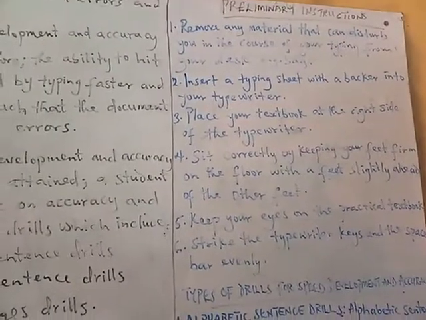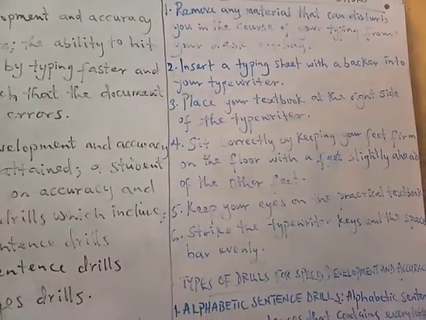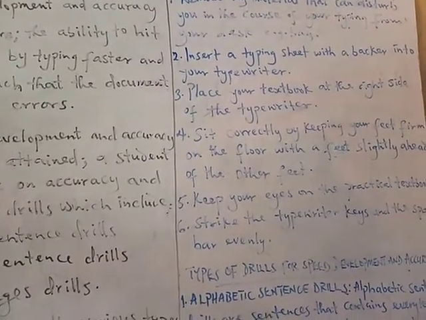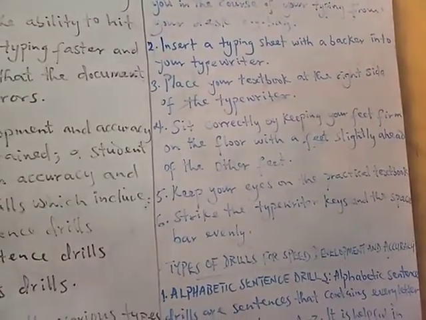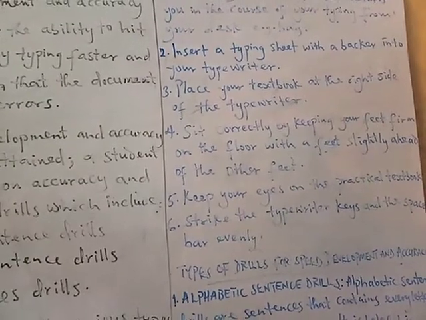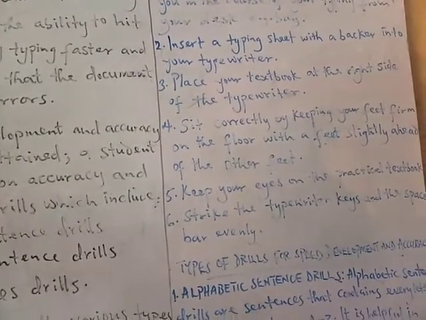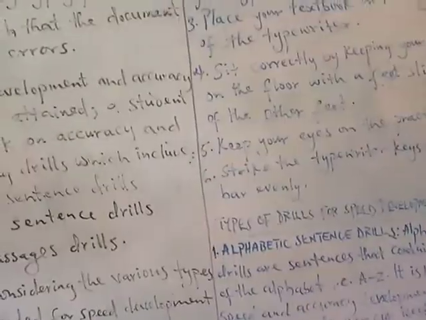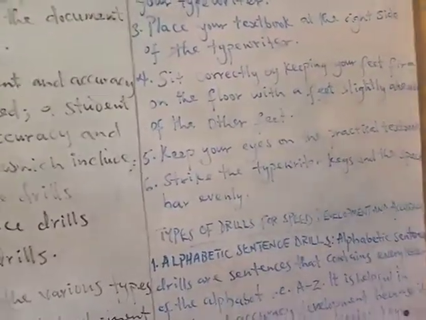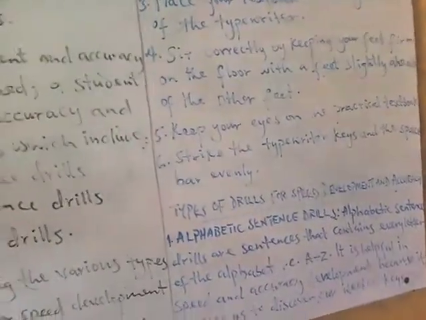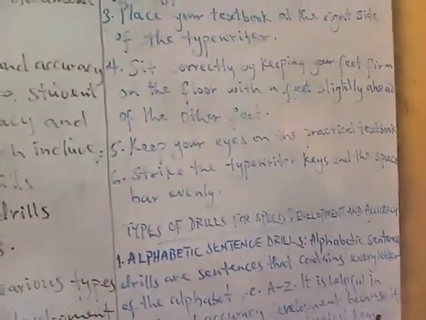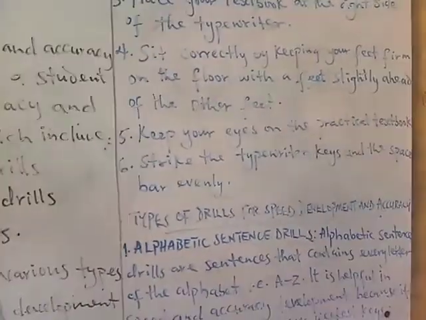Then 3, you place your textbook at the right hand side of your typewriter. This is to enable you to have focus and glance at it without wasting much time or straining your neck to turn. Number 4, sit correctly by keeping your feet firm on the floor with one foot slightly ahead of the other. So your 2 feet will be firm on the floor, but one should be ahead of the other.